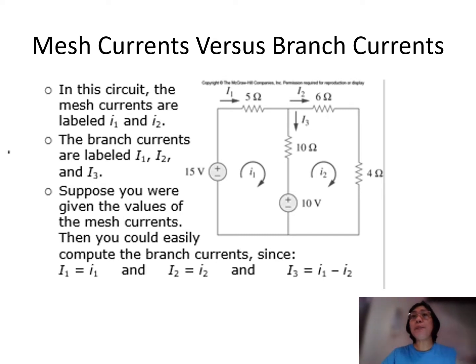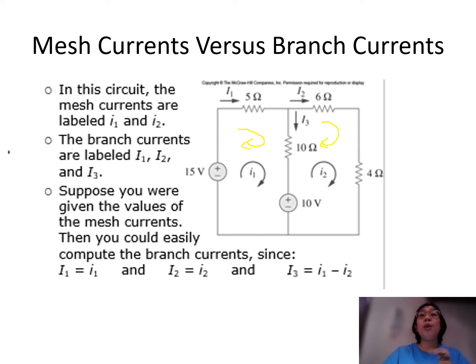So how many mesh currents do you have in a certain circuit? Usually the number of meshes in a circuit tells you how many mesh currents you are required to solve. In this circuit, for example, we have 2 meshes. So where are your 2 meshes here? This is your mesh 1, and this is our mesh 2.